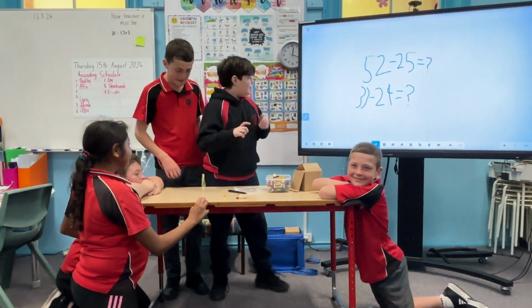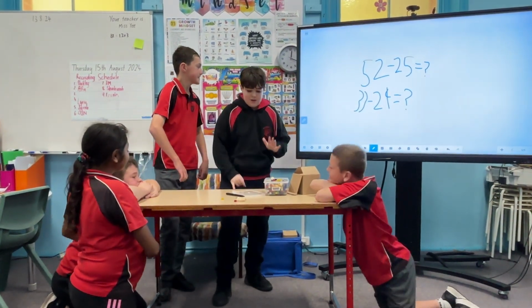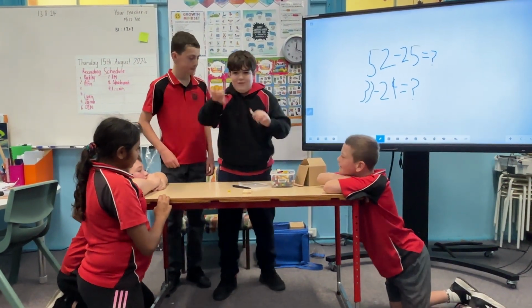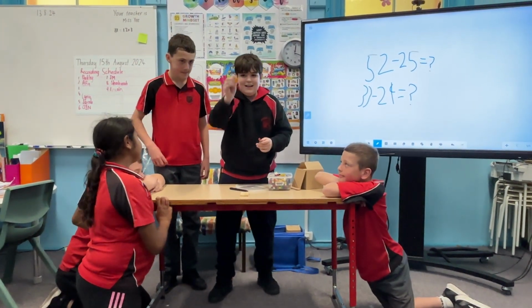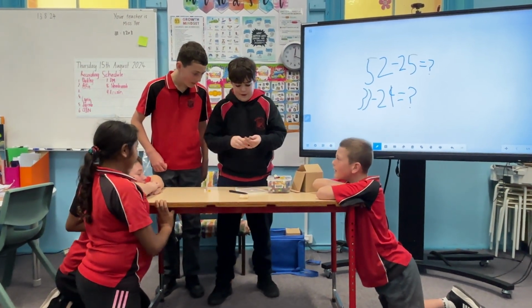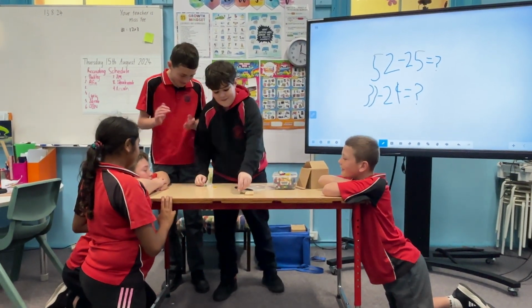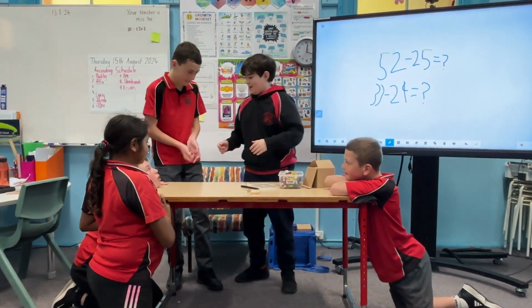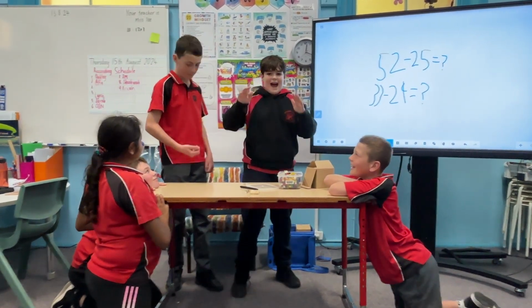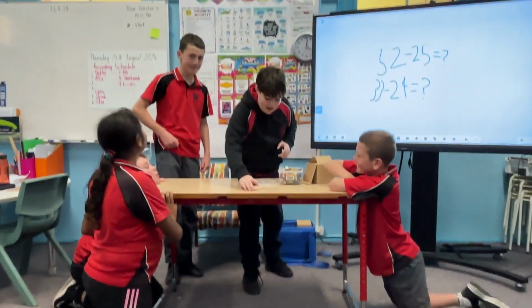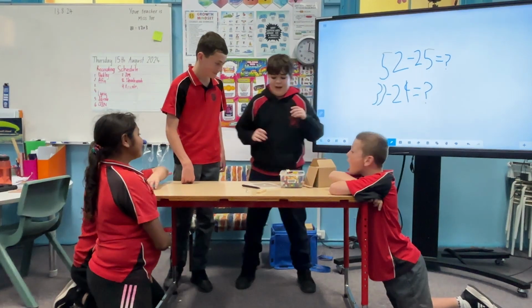Okay, so now we can take away 5 because there's more. So we're going to take away 5 ones. 1, 2, 3, 4, 5. Yay! Now that we're taking away the ones, Banana Bob can hide that somewhere. Now we're going to take away 2 10s. After we've done that, we have our answer.